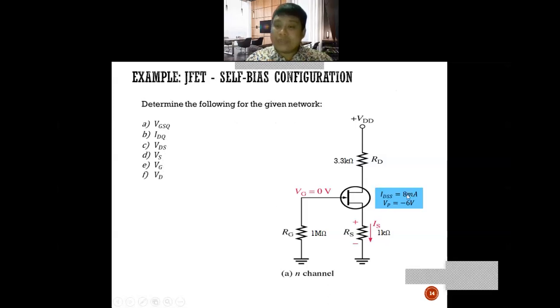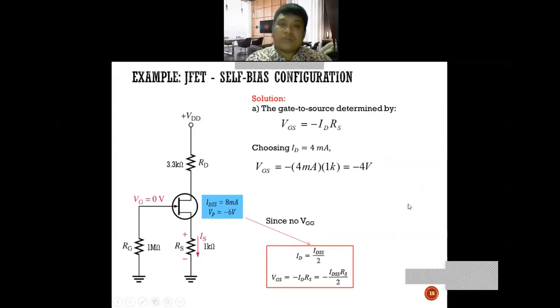IDSS equal to 8 milliampere and VP equal to negative 6 volts. So how to solve it? The solution: the gate to source voltage VGS equal to negative IDRS. Choosing ID equal to 4 milliampere, VGS equal to negative 4 milliampere times 1K equal to negative 4 volts. Since there is no VGG, we can use this formula: ID equal to IDSS over 2, VGS equal to negative IDRS equal to negative IDSS RS divided by 2.